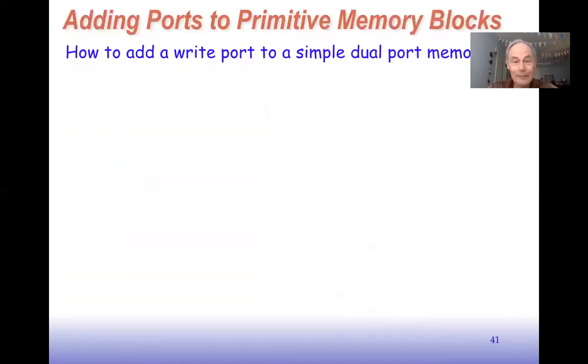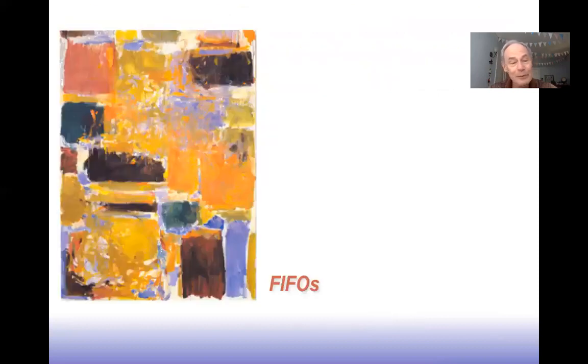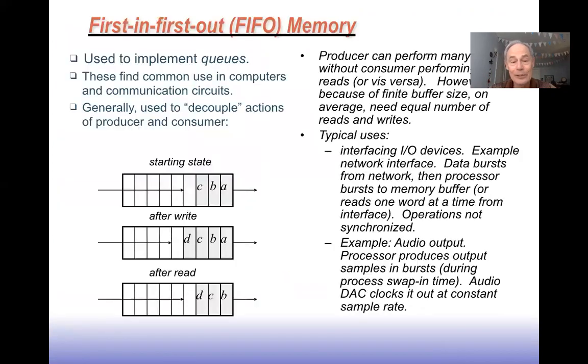Okay, so that's all I wanted to say about combining memory blocks and the way we might want to do it. The other thing we might want to do is use a memory block to build a structure called a FIFO. You know what a FIFO is. It stands for first in, first out memory. And it turns out it's quite a popular kind of memory block that's used in digital design. It is a memory block, but it's accessed in a very particular way. It's used for implementing queues.